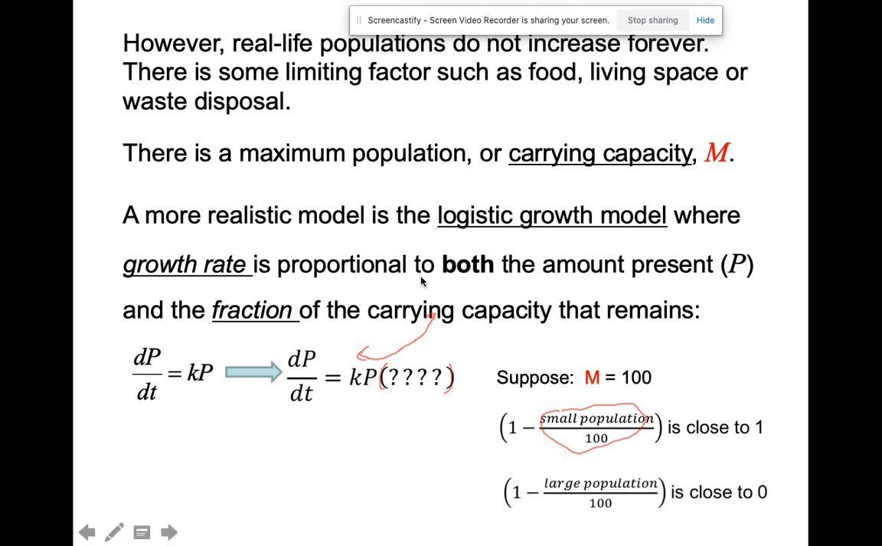However, what happens if you're very close to your carrying capacity? So let's say you're 99 over 100. Then 1 minus 99 over 100 would be something pretty close to 0. Here I have 99 when my carrying capacity is 100. 1 minus a fraction very close to 1 is going to be close to 0, and multiplying kP by that is going to slow this exponential swoosh down. It's still going to be positive, so you're still going to be growing, but you're going to slow it down. So here's what that looks like.